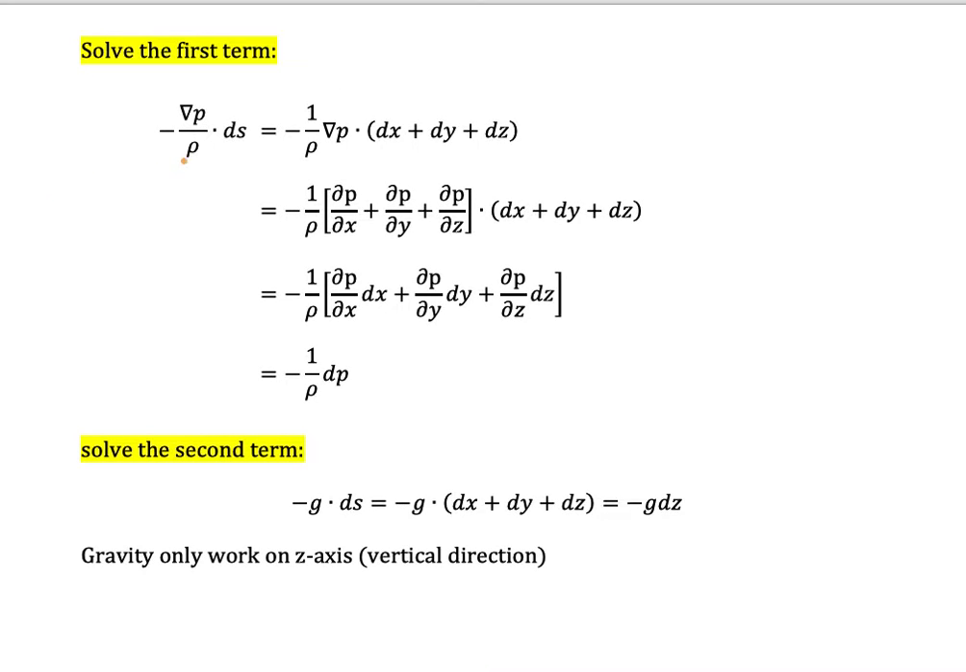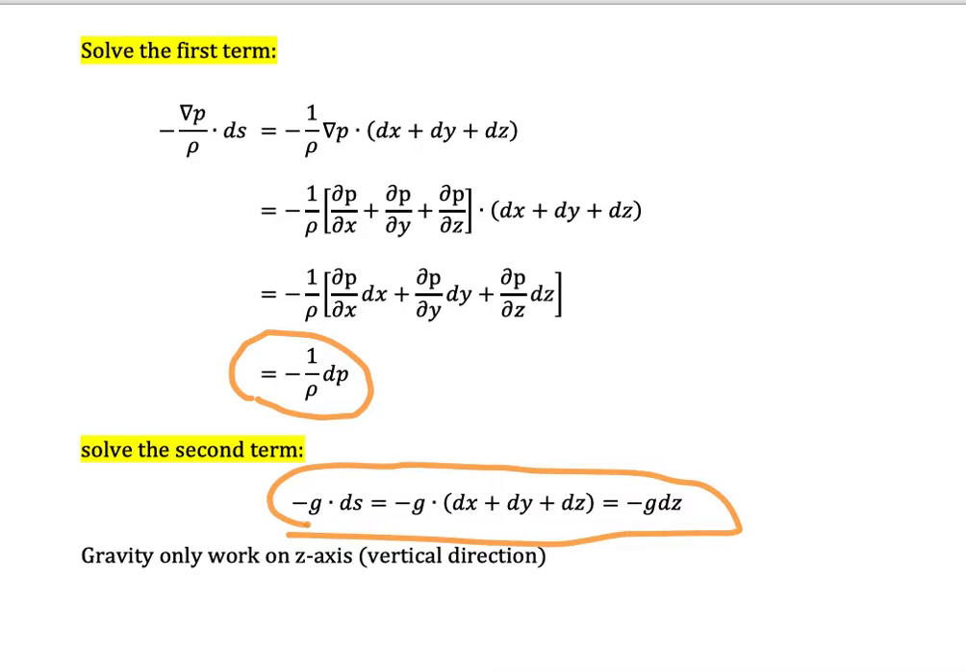So let's say we have negative nabla P over rho ds. So we put the ds here, meaning the elongation or the distance, it's actually the dx plus dy plus dz. And then we could summarize it as this one. And for the second term, I think you could understand here. Because there is no gravity in the x and y directions, the only direction that effectively acts with gravity is dz, the vertical direction.